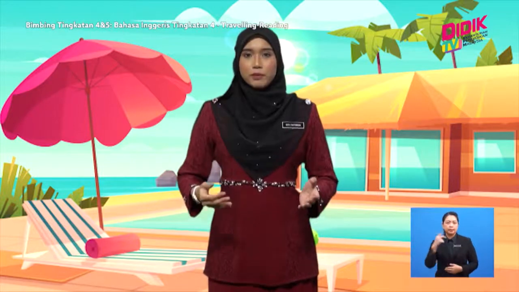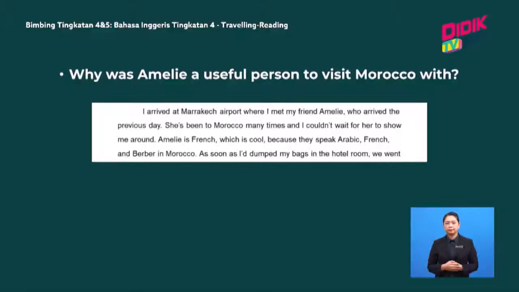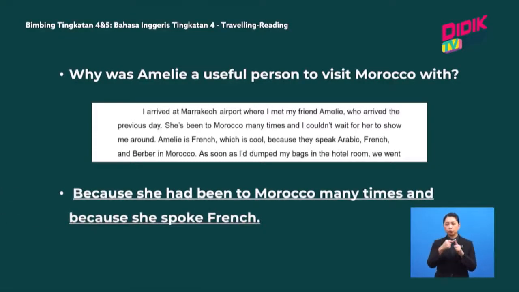Let's see an example of scanning in action. Read the following questions. These are the information that we are looking for. Find the answers from the text. Question 1. Why was Emily a useful person to visit Morocco with? Now look at the text. So the answer is because she had been to Morocco many times and because she spoke French.